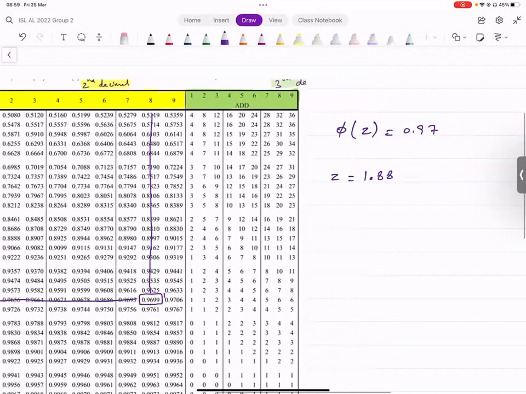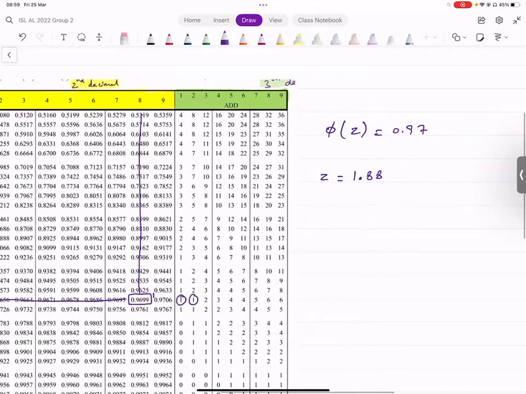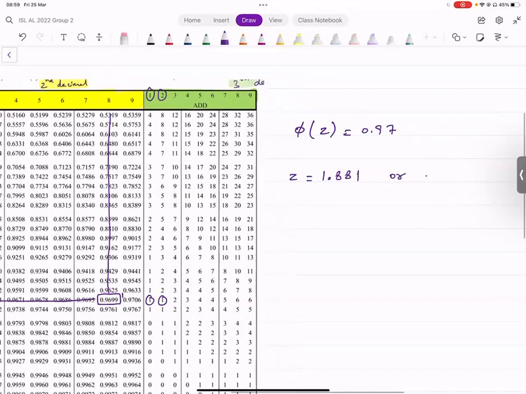ठीक है, अब 1 आपके पास देखें यहाँ भी आ रहा है, यहाँ भी आ रहा है. What you can do is you can use either of them. आप दोनों में से कोई भी use कर सकते हैं. आप 1 use कर लें या 2 use कर लें, तो आप इन दोनों numbers में से कुछ भी ले सकते हैं as the third decimal. 1 ले लें, 2 ले लें, doesn't matter. So I can take 1 for instance. You could take 1.882 as well if you wanted. ठीक है, ये आपके पास z की value आ गई.